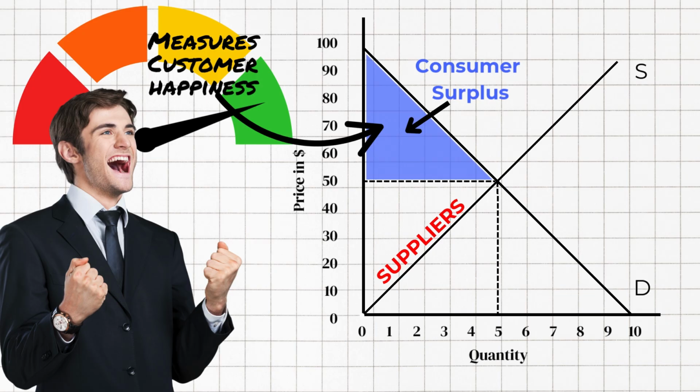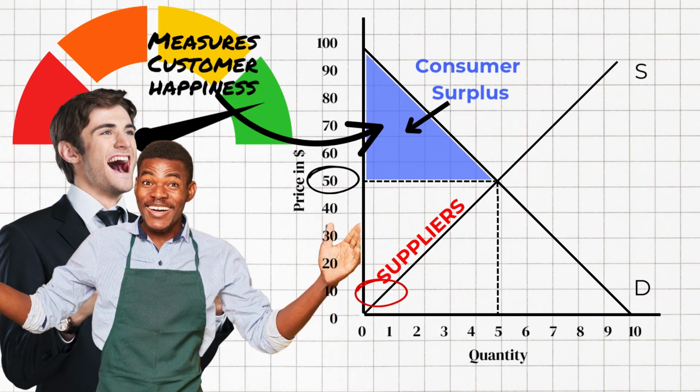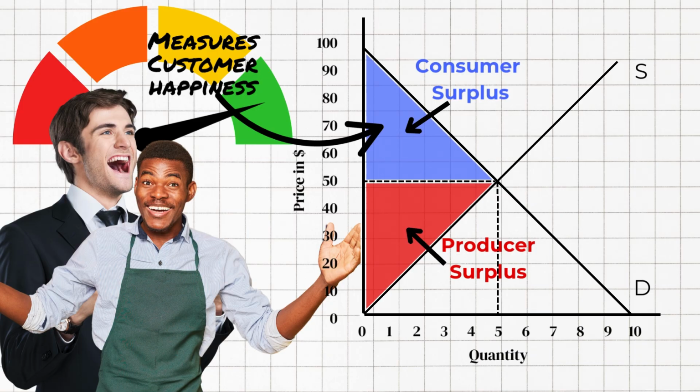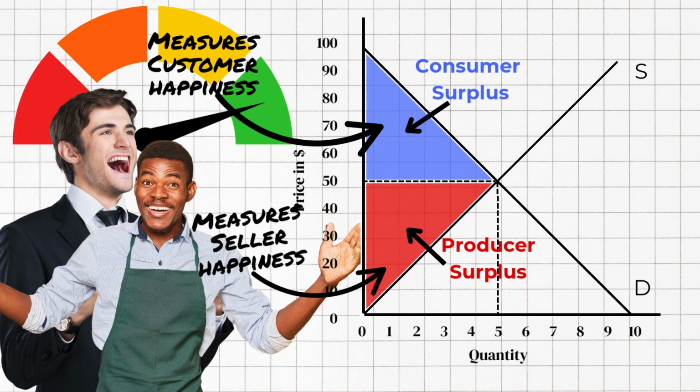And then you can do the same for the suppliers. You had some suppliers that were willing to supply at a very cheap price, only $10, but they didn't have to. Instead, they could sell for $50. They're going to make a lot more money, so of course they're happy. And their happiness is called producer surplus, and it's the area above the supply curve and below the price. Or, in another way, the difference between the price they sold at and the price they would have accepted. And so it's a surplus for the producers as well, since they are making additional money that they otherwise wouldn't have made.